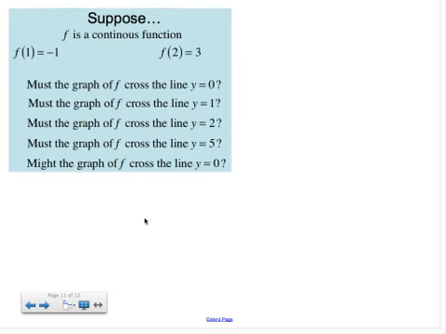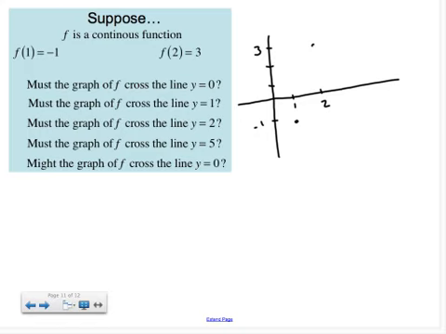So let's take a look at a specific example. Let's say you were told that a function f is continuous, and f of 1 is -1 and f of 2 is 3. So let's draw a picture that represents what I'm seeing here. So f of 1 is -1 and f of 2 is 3. So what do we know? We know f is continuous, which means I can draw the graph of f without lifting my pencil and going from -1 up to 3.